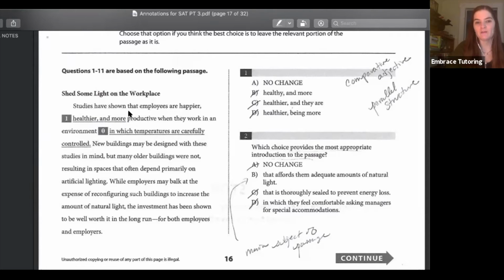Even if you read it aloud to yourself, where it says studies have shown that employees are happier, healthier, and more productive when they work in an environment in which temperatures are carefully controlled. Here, regardless of this second part, which is a bit awkward, reading even just this much, studies have shown that employees are happier, healthier, and more productive, you should be able to tell that there needs to be a pause after happier. There needs to be a pause after healthier.